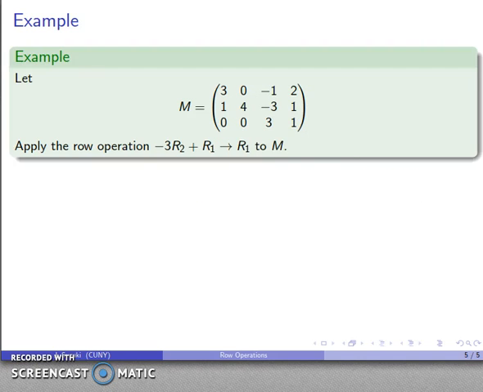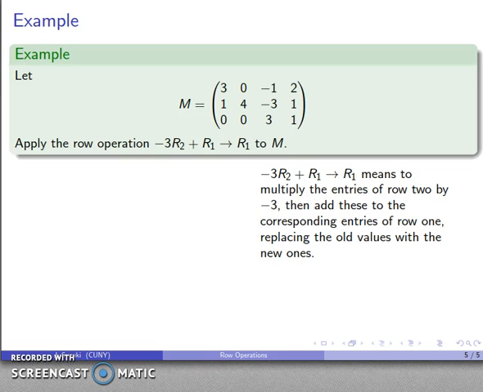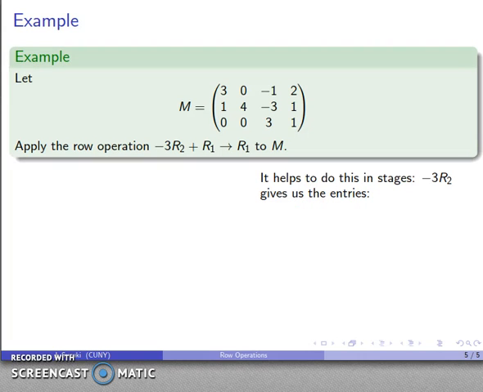And again, maybe a little bit more complicated row operation, negative 3R2 plus R1 gets sent to R1, and I'm going to apply that to my matrix M. So again, R1 changes, R2 and R3 stay exactly the same, so I can copy those down. I'm going to multiply the entries in row 2 by negative 3, add those to row 1, and replace the values in row 1. And it's helpful to do this in stages.